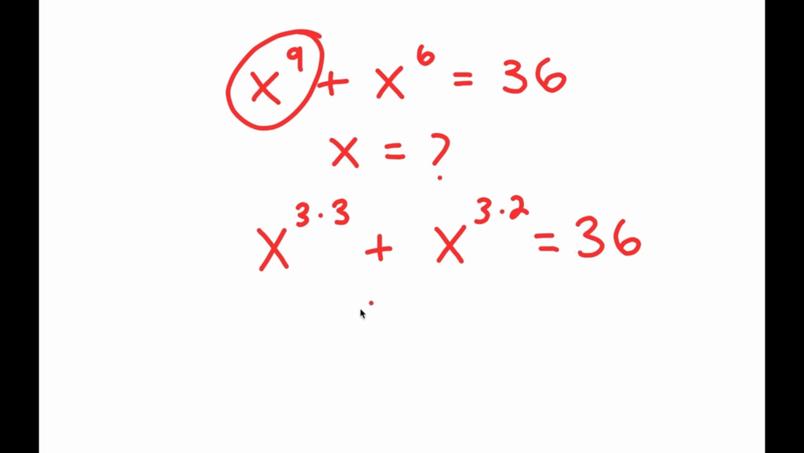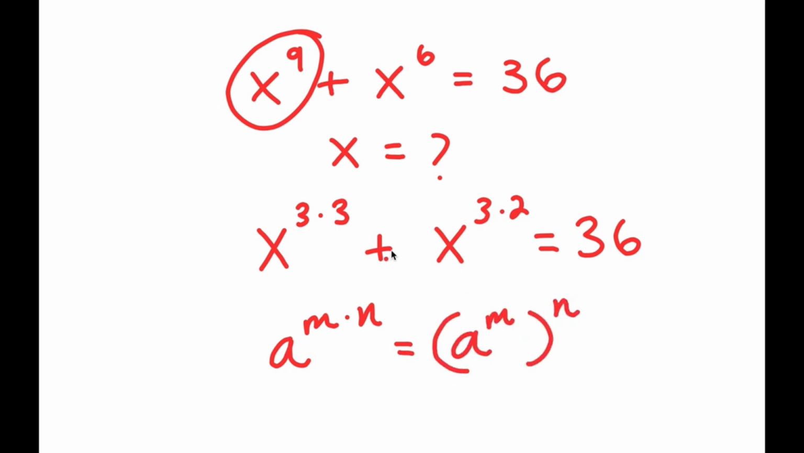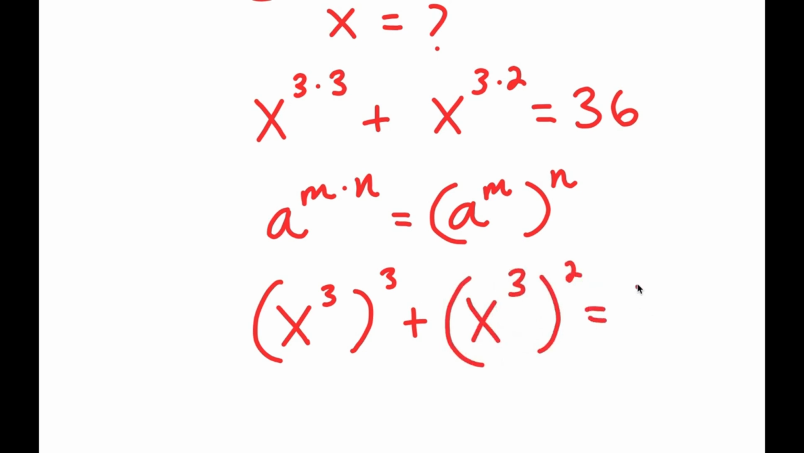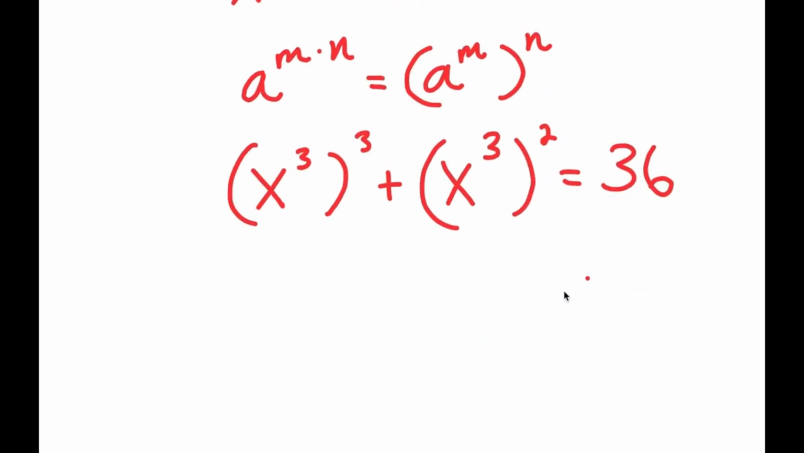Now from here, if I have something in the form a to the power of m times n, this is equal to a to the power of m to the power of n. So x to the power of 3 times 3 is equal to x to the power of 3 to the power of 3, and x to the power of 3 times 2 is equal to x to the power of 3 to the power of 2. And this is equal to 36.